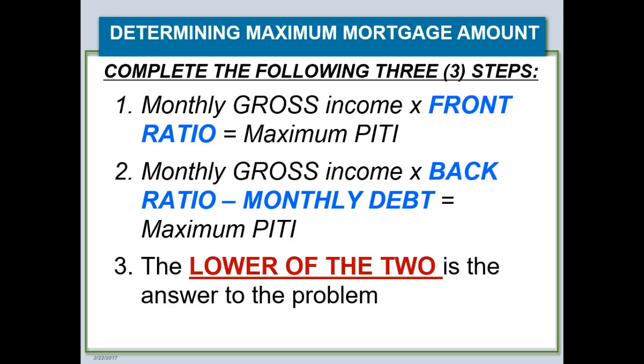You have to do them all, because when you try to do them on the test, A, B, C, D, it's going to have all of them there. Well, how do you know which one is the answer to the problem? The one that's the lowest of the 2. Step 1, step 2, step 3. Step 1 is take the gross times the front ratio, press equal. Step 2, take the gross times the back ratio minus the debt, press equal. Step 3 says look at them both and tell me which one is the lowest. That's going to be the answer to the problem.